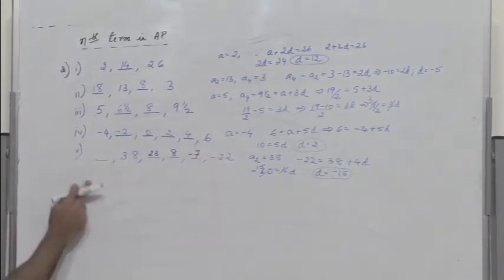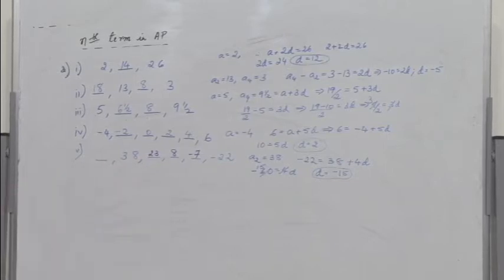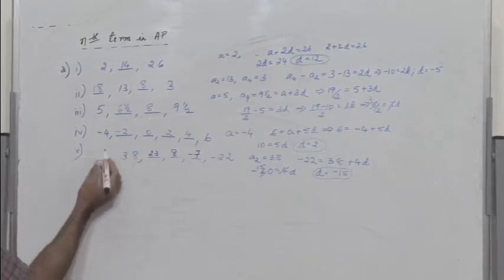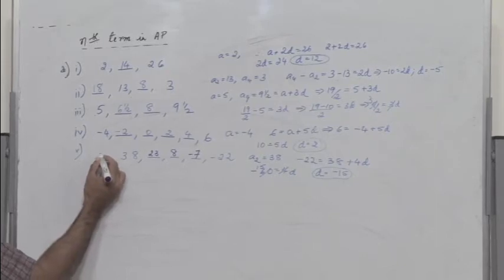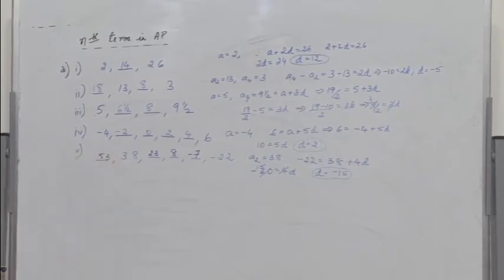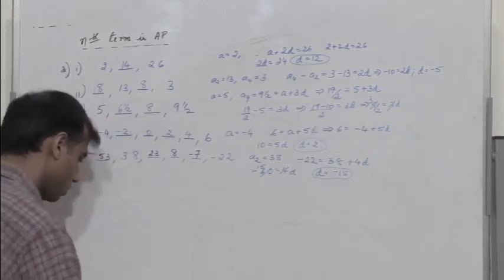So on this side we need to add 15 here because we are moving in the other direction. So 38 plus 15 is going to be 53. So the difference is minus 5. So let's move on to the fourth problem.